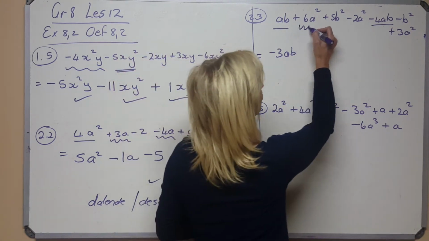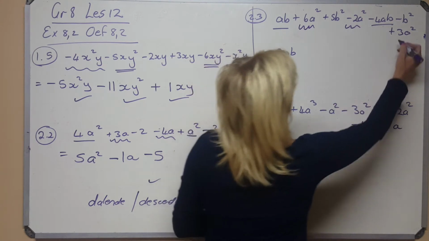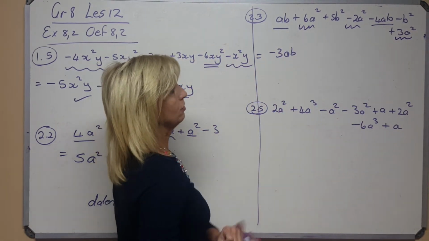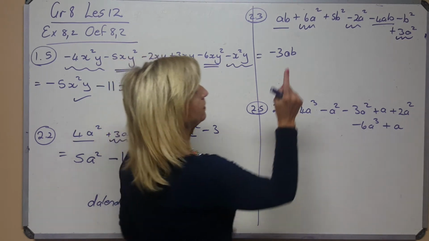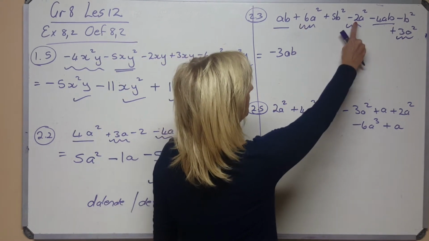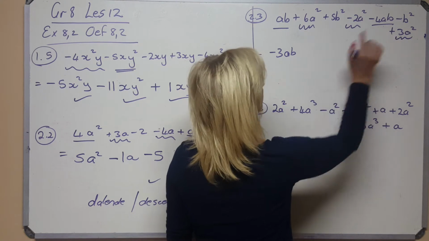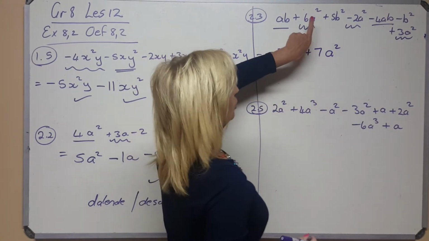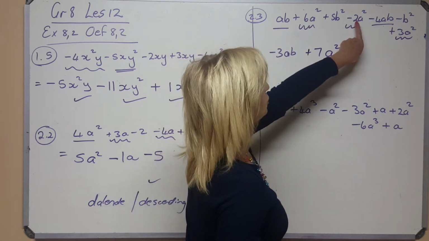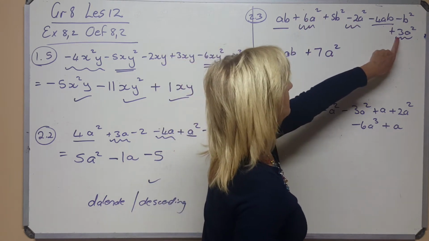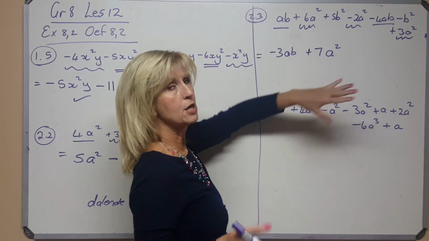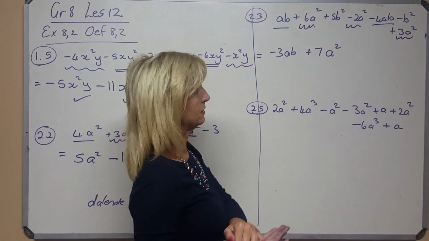Dan sit ek met a kwadrate. En daar's nog 'n enetjie wat ek amper gemis het. There are 3 terms that are like with the a square, so we add the coefficients. 6 minus 2 is 4, plus 3 gives me 7, a to the 2. Tel die koëffisiënte 6, minus 2 is 4, plus die 3 is 7, nog steeds a kwadraat. Don't do anything with the variables, you only add the coefficients.